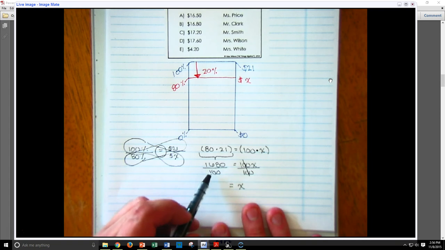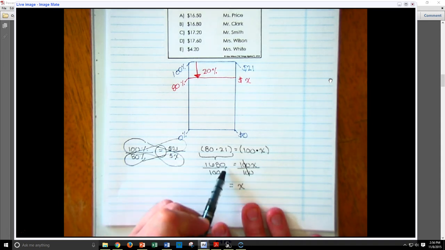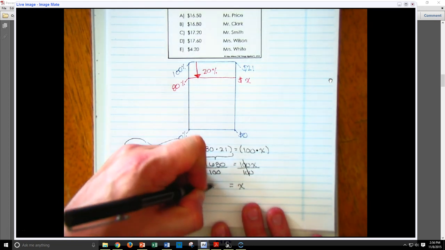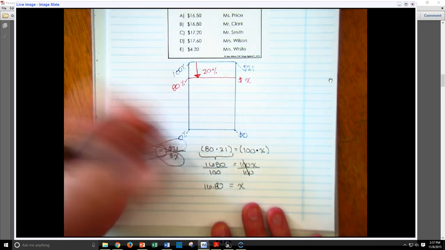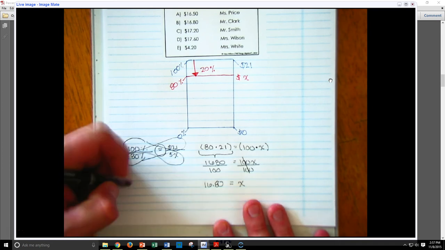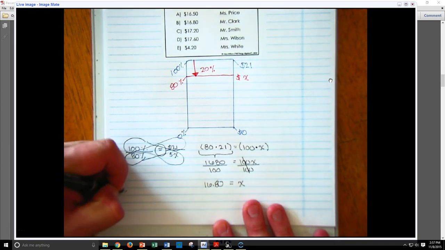1680 divided by 100, well, there's a little trick. If you know where the decimal is in a number and you're dividing by 100, you move your decimal left 2 times. In this case, 1, 2. So my answer will now be 16.80. All right, so that is my new sale price. My new sale price is $16.80, and I'll go ahead and write it down at the bottom.